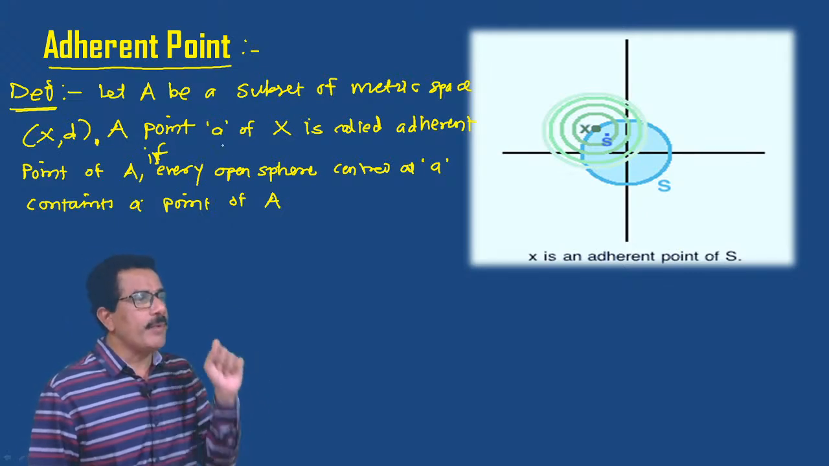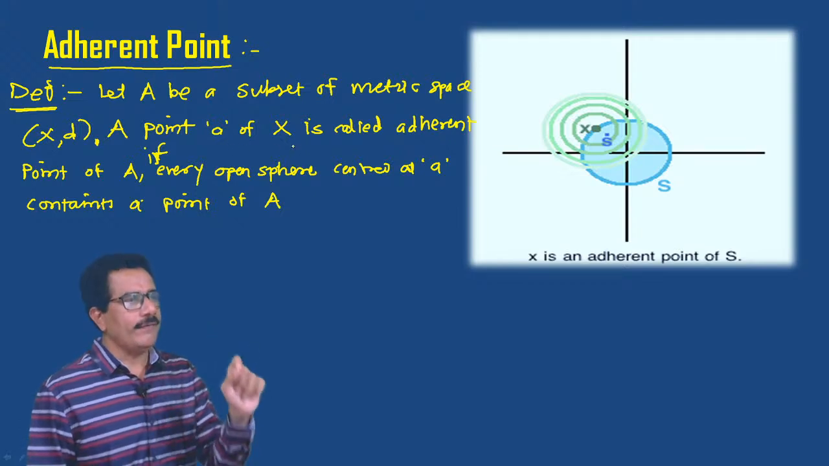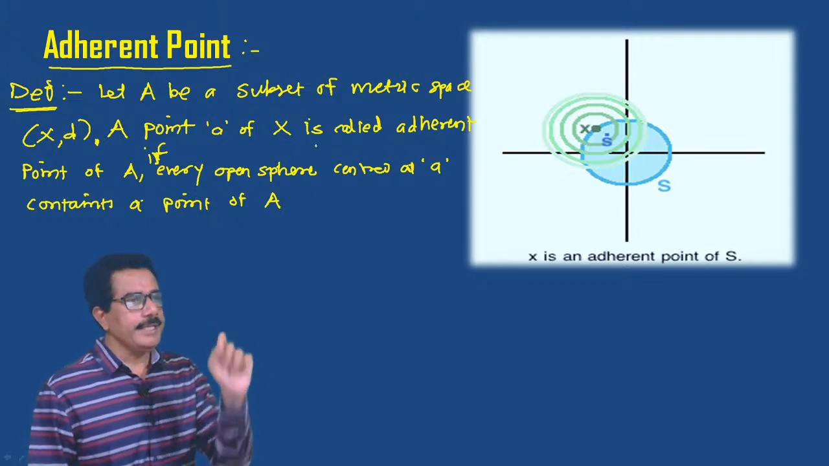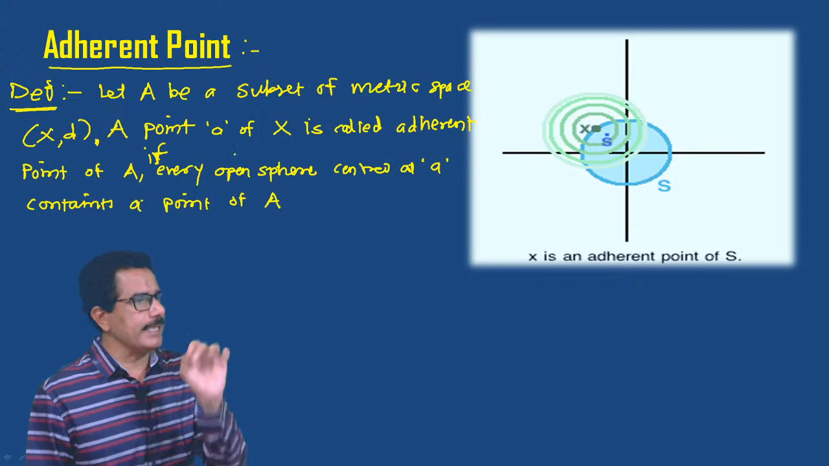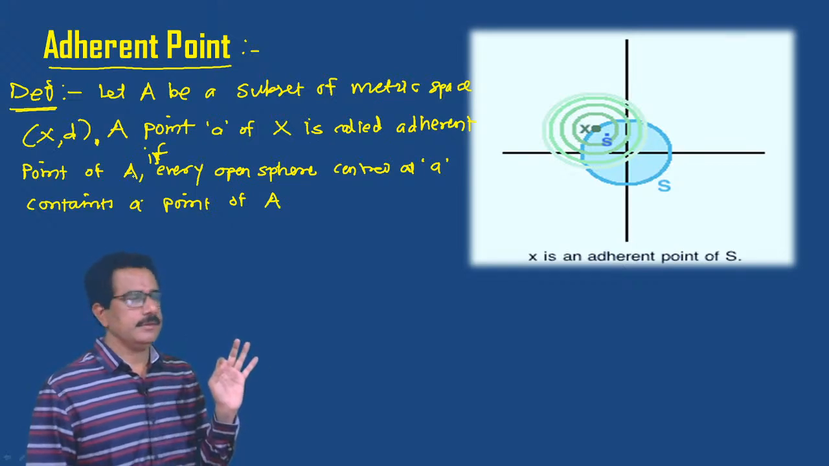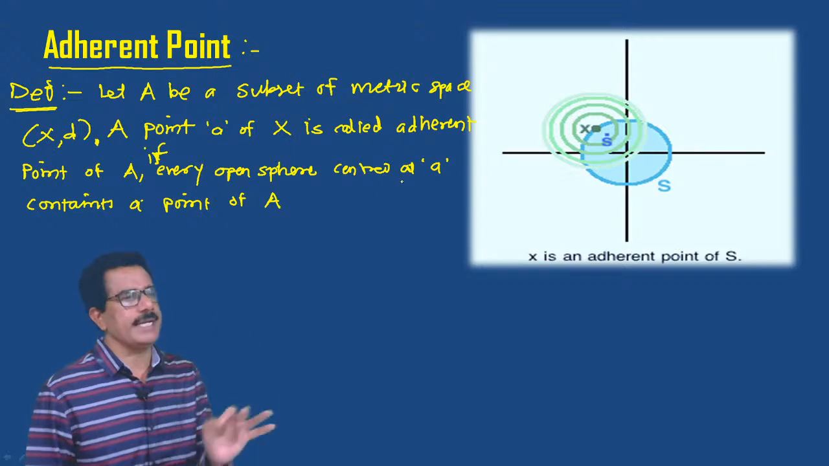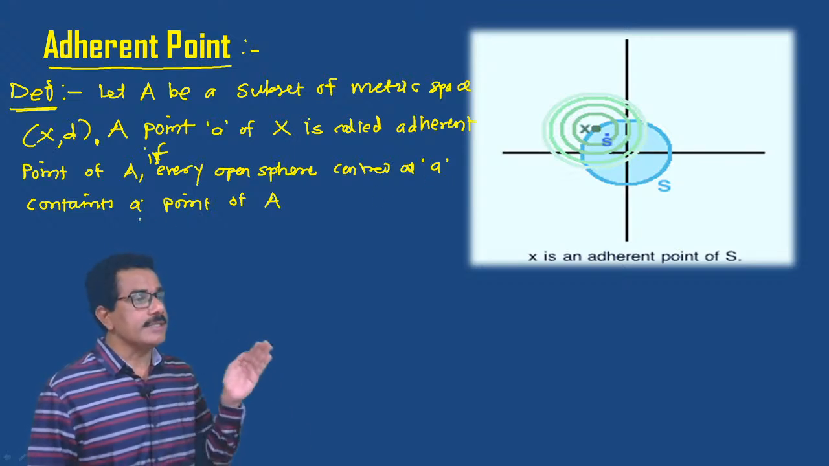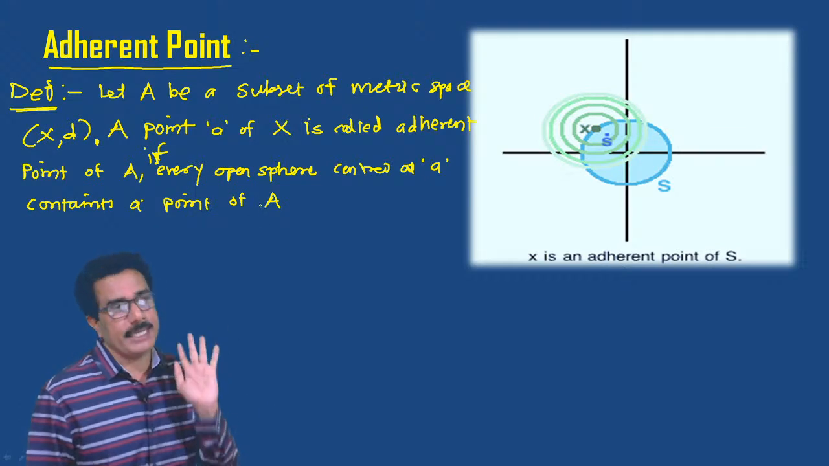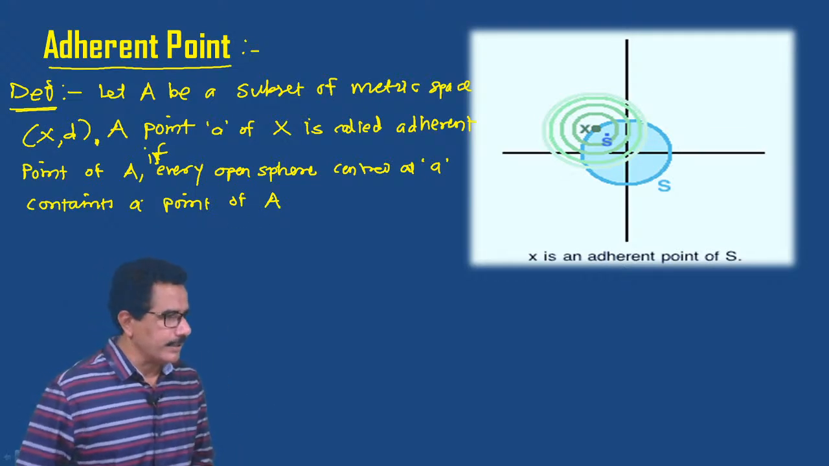A point small a of X is called an adherent point of A if every open sphere centered at a contains a point of capital A. See this, we can define this also.